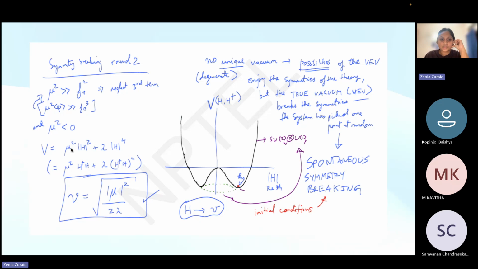So you can see that the potential kind of looks like this. So you end up with something like a mass term. And because there's no unique vacuum, there's a degenerate vacuum. So eventually you end up with the true vacuum, which is the vacuum expectation value, breaking the symmetry. And by picking one point at random, you end up with spontaneous symmetry breaking, which, as I said, is determined by initial conditions. So this is SU(2) cross U(1), and that is collapsed to just U(1).